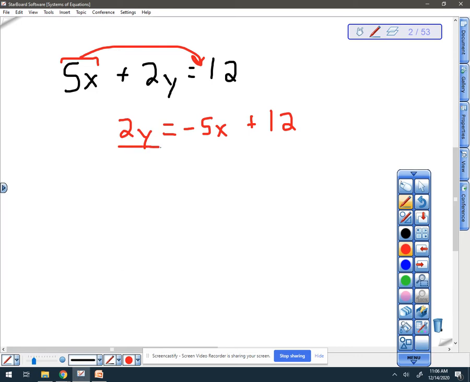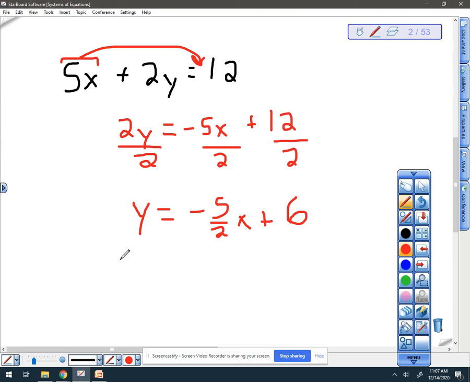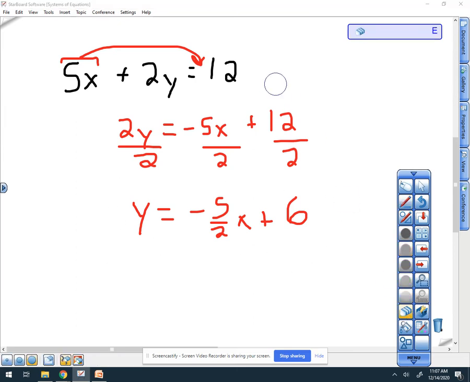Divide by anything in front of the y. So 2, 2, 2. 2 divided by 2 is 1, so that's just y. Would be 1y, but we don't write 1y, so we'll just leave it as y. Negative and a positive make a negative. 5 divided by 2 is a decimal. We don't want that, so let's leave it as 5 over 2x. Positive and a positive is a positive. 12 divided by 2 is 6. So there's your equation. All right.